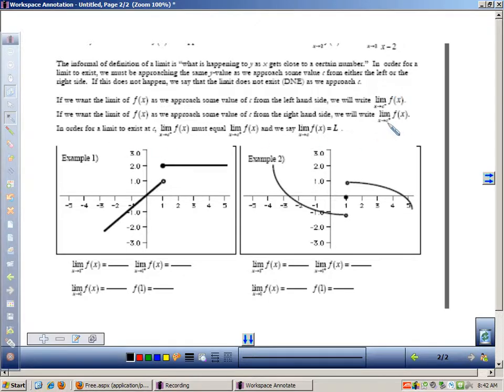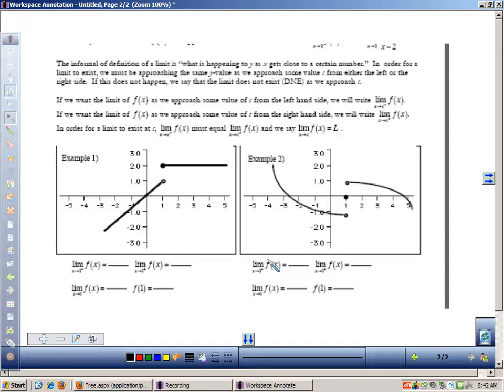We're coming from the negative side of the number line. And if we're coming from the right-hand side, we write a little plus by our number telling us that we're coming from the positive side of our number line. In order for a limit to exist, the limit has to be the same coming from the right-hand side and from the left-hand side.